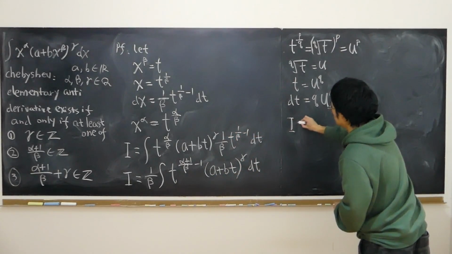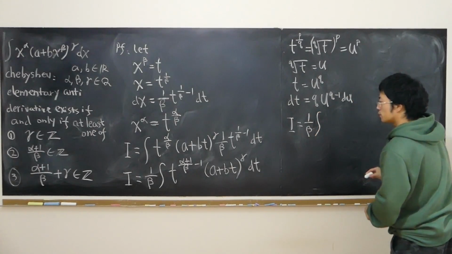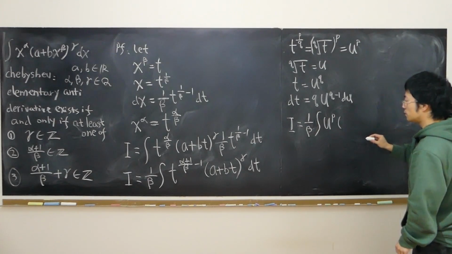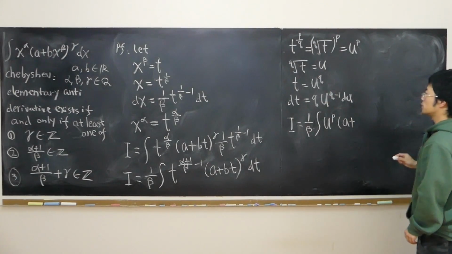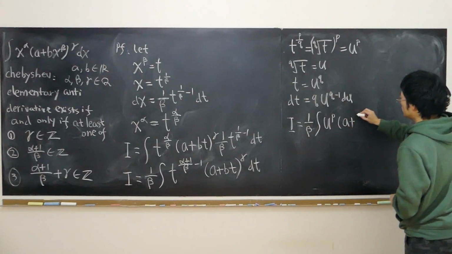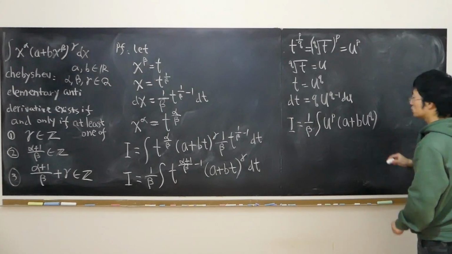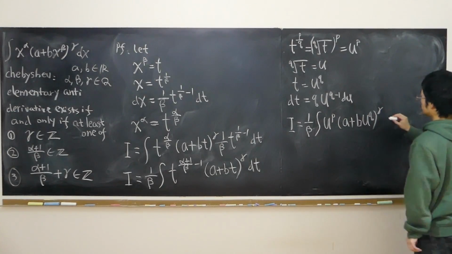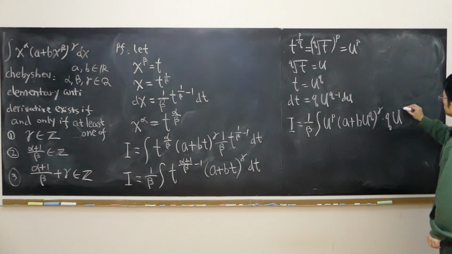So I is now equal to 1 over beta integral u to the power of p times quantity a plus bt. So a plus b times t. t is this quantity, so b times u to the q, to the power of gamma dt. dt is this quantity times q times u to the power of q minus 1 du.